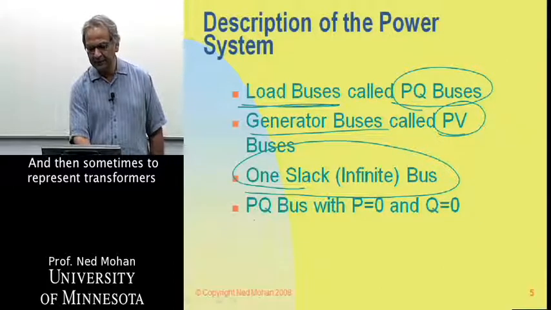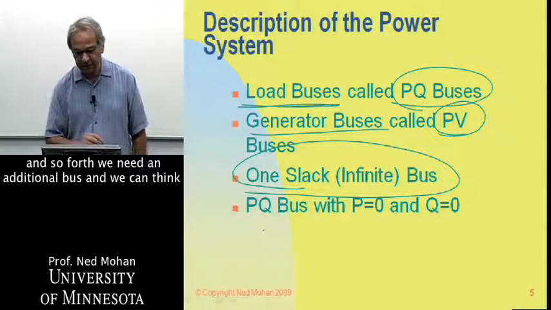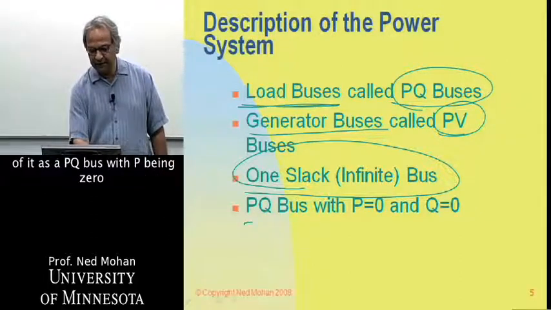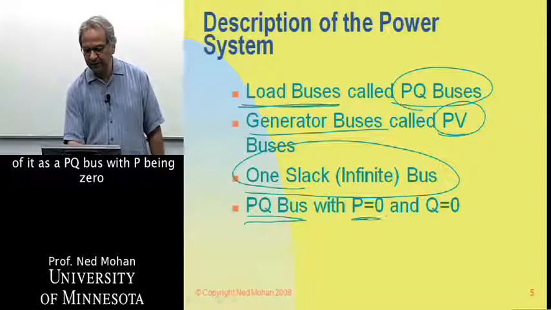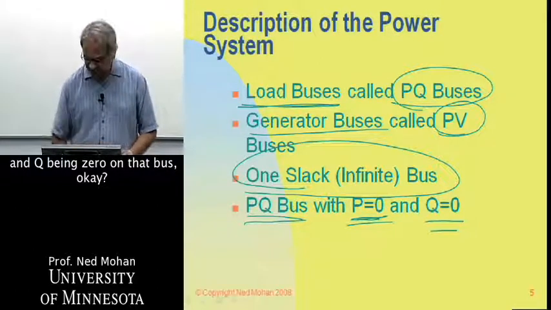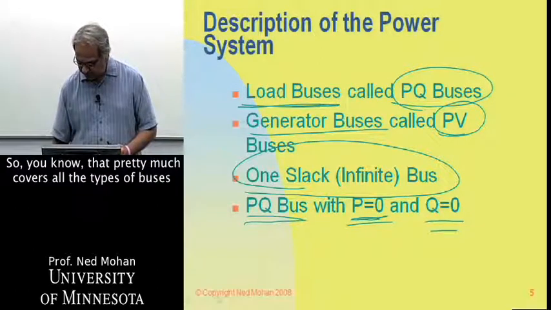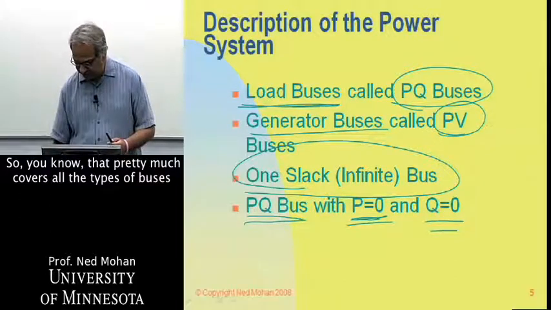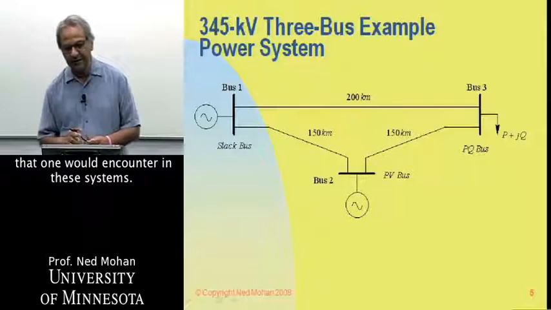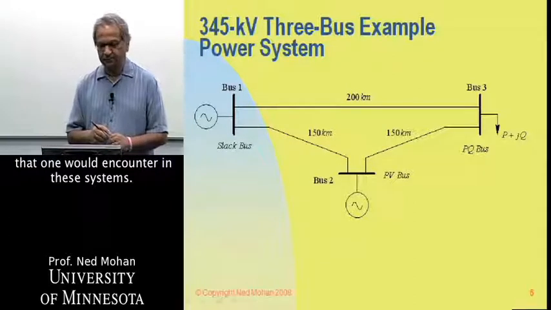And then sometimes to represent transformers and so forth, we need an additional bus, and we can think of it as a PQ bus with P being 0 and Q being 0 on that bus. So that pretty much covers all the types of buses that one would encounter in these systems.